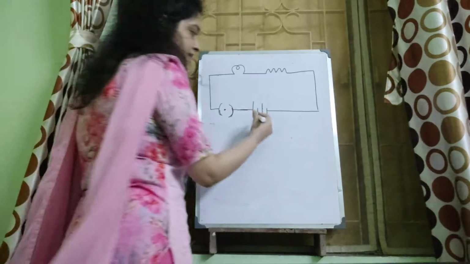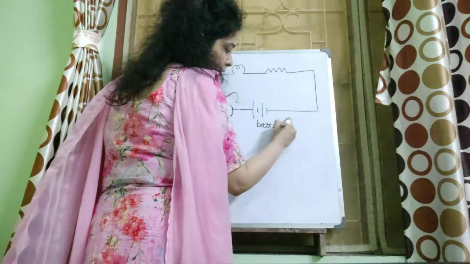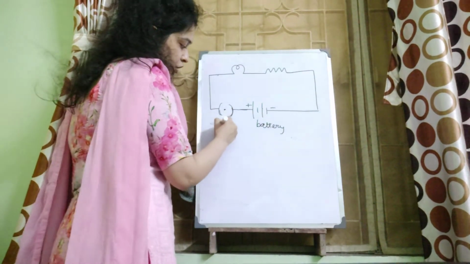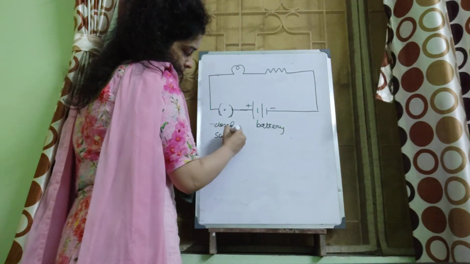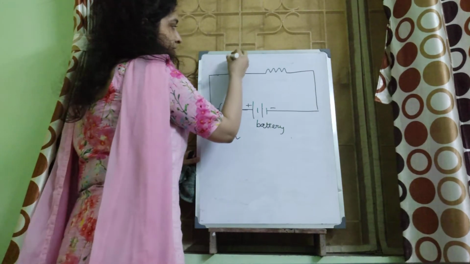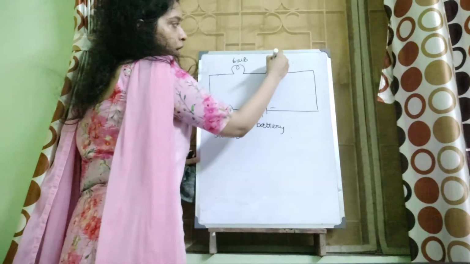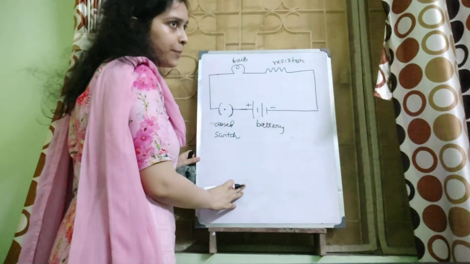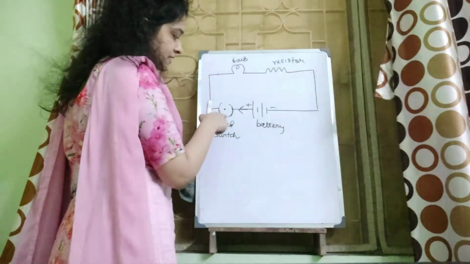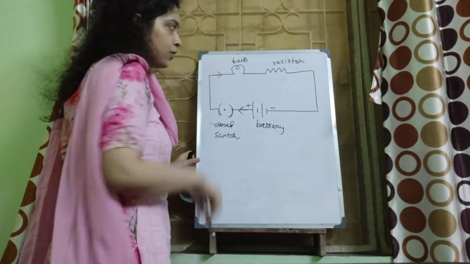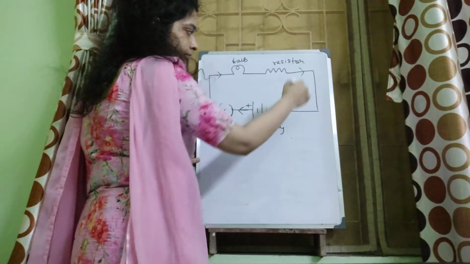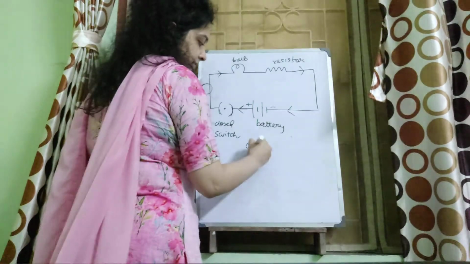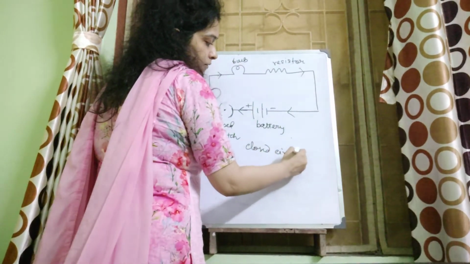What is this? Now it's a battery because it is a combination of cells, right? Open or closed switch? Closed switch. What is this? Bulb. Symbol of resistor. Closed or open circuit? Closed circuit because the switch is closed, so the current can flow. So it's a case of closed circuit and current will be able to flow now.